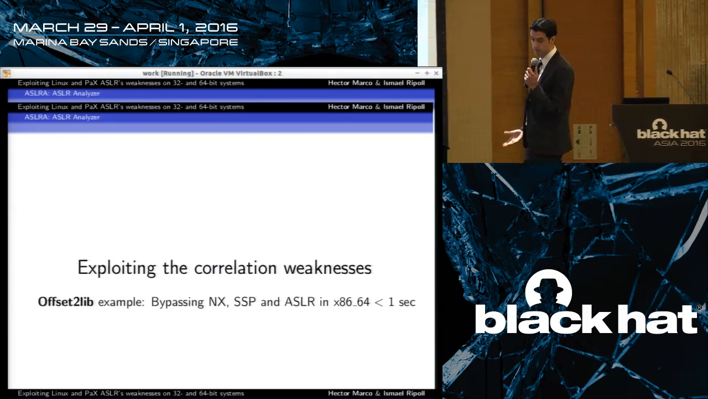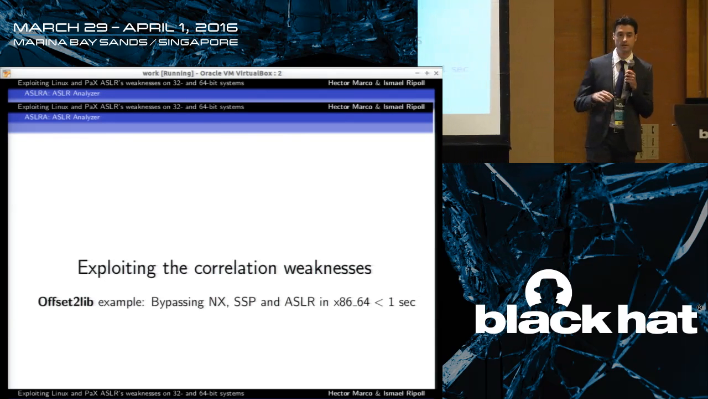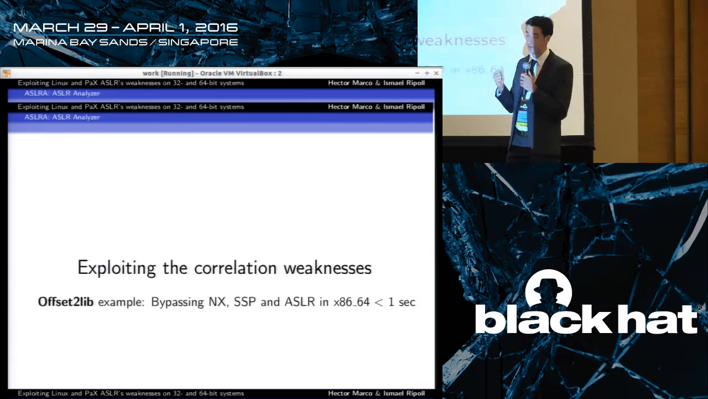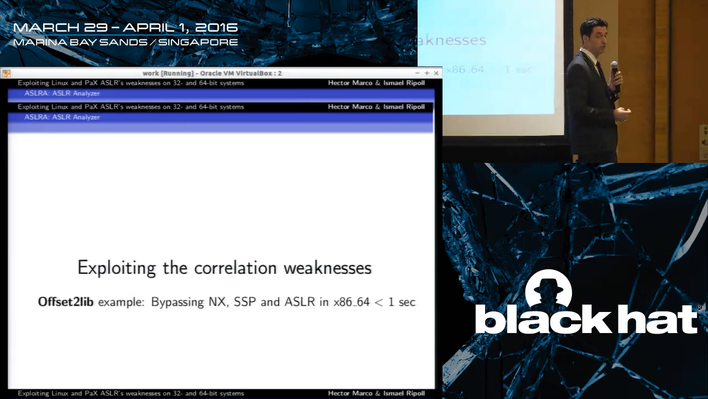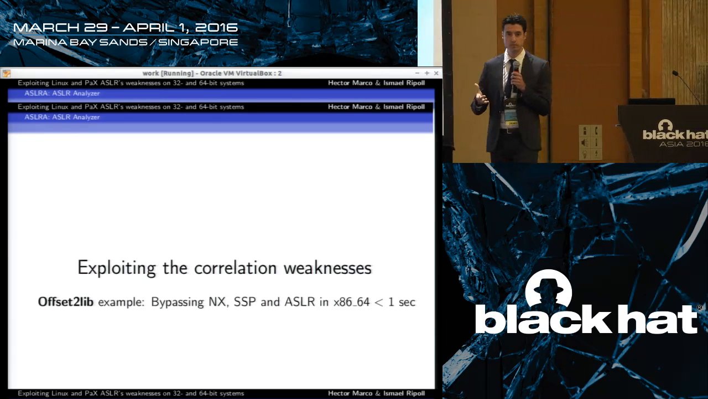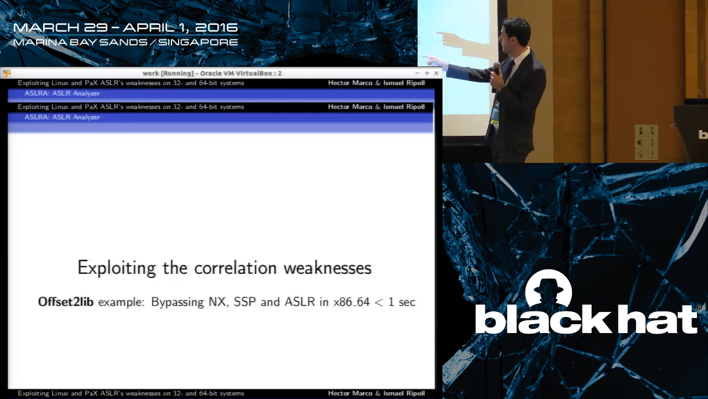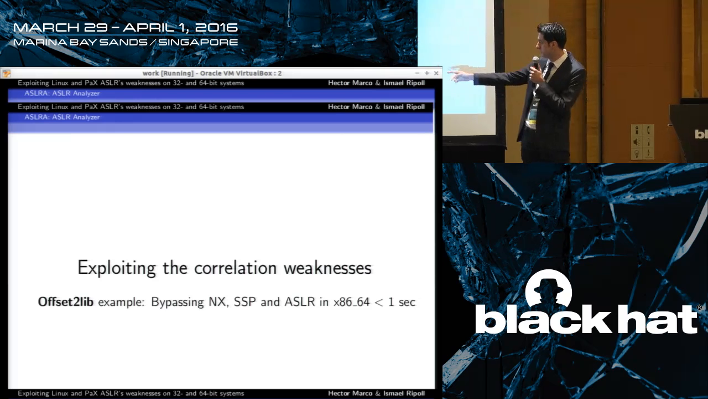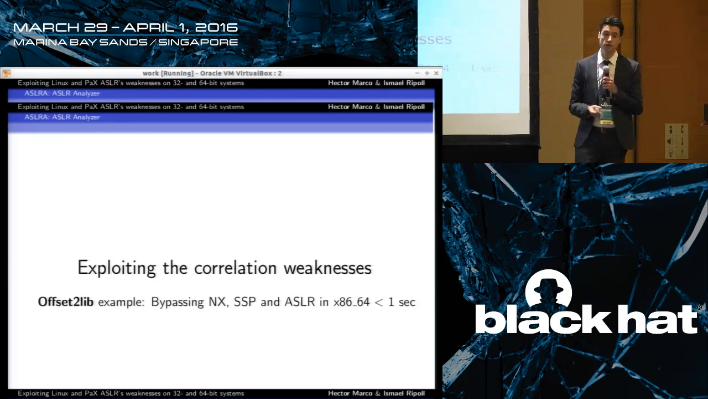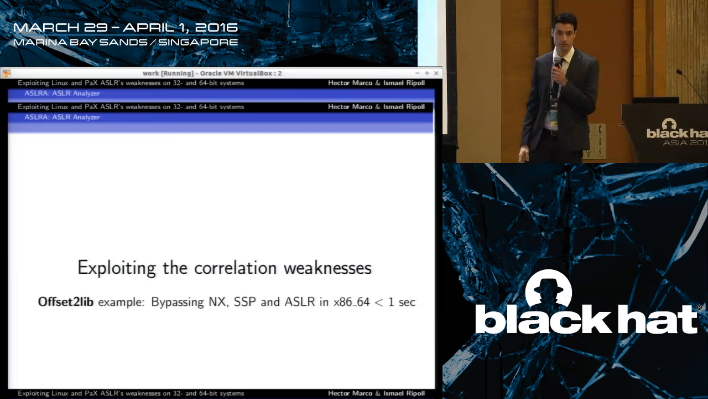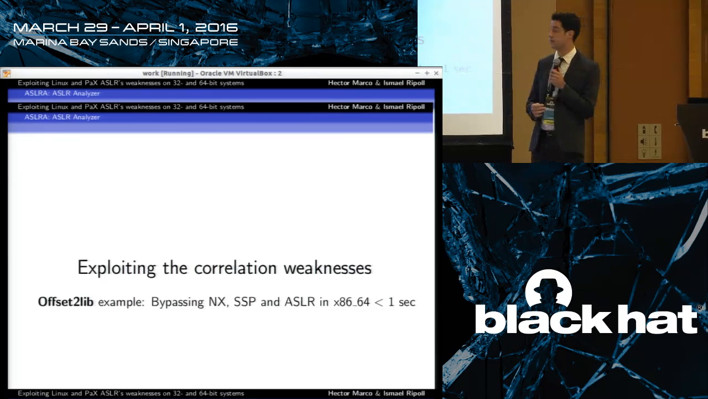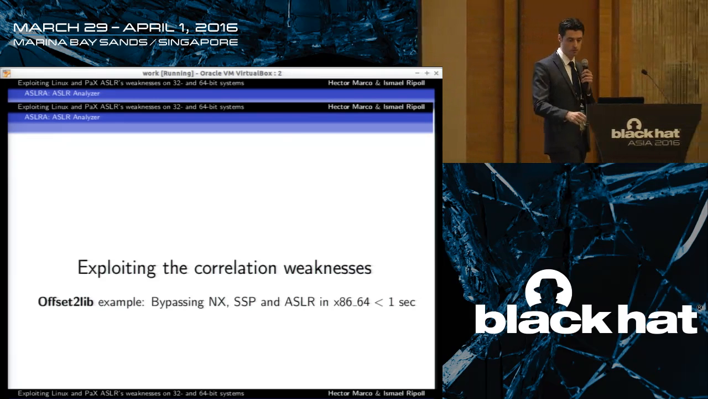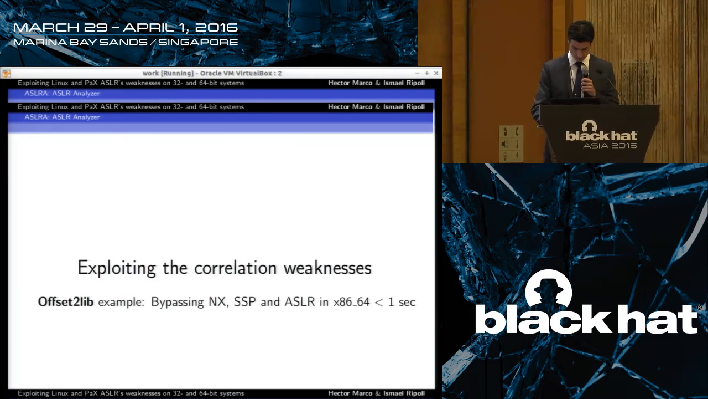So, as you can imagine, we can now explain the 4 weaknesses in detail. But I'm going to show you how to exploit one of them, how to bypass the NX, stack smashing protector, and ASLR in a 64-bit architecture in less than 1 second, exploiting one vulnerability we call offset to lib. Okay, so this is an example of how to exploit one of the weaknesses Ismael presented. So 1 second, I have.